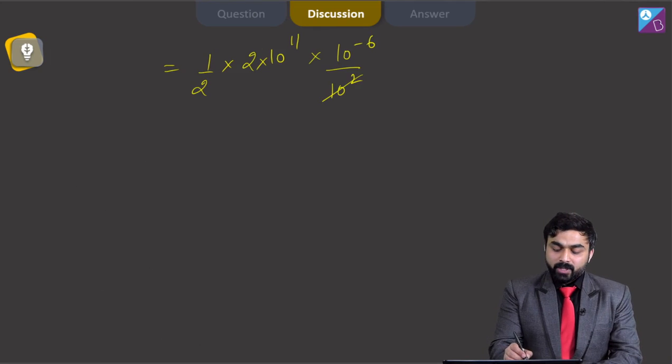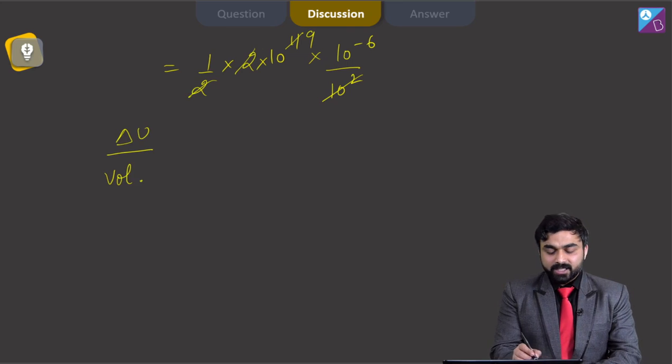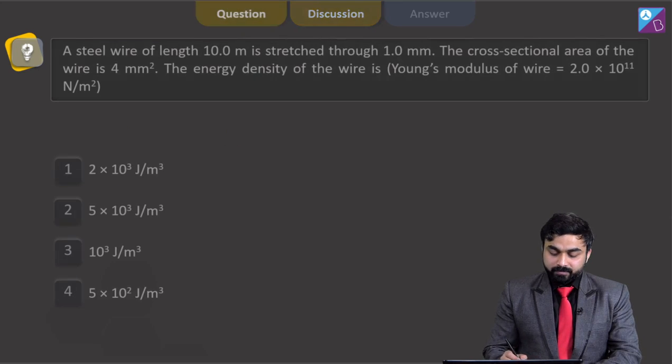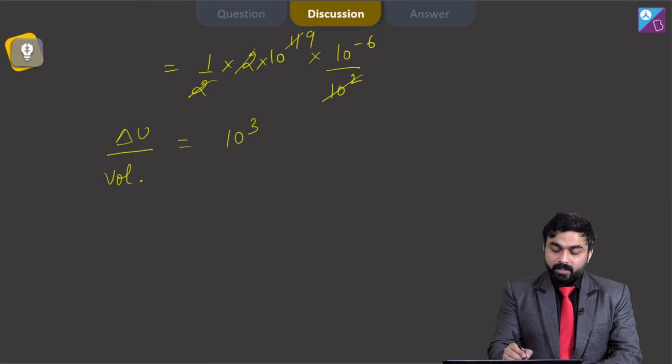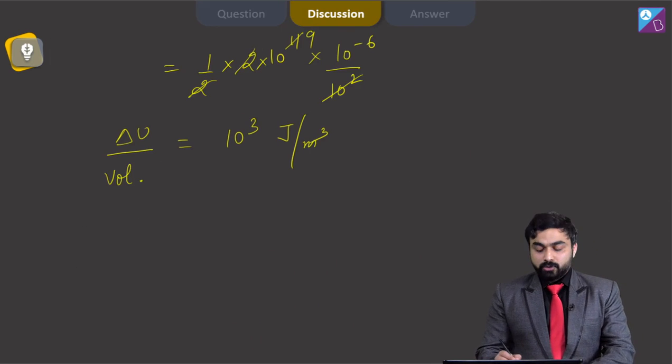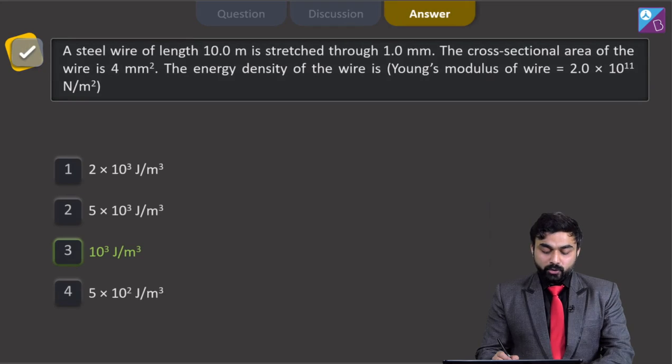Clear? So from here, this will become 10 to the power 9, this 2 will cancel out, and finally delta U by volume, that is energy density, will come out to be 10 to the power 3. Okay, 10 to the power 3 joule per meter cube. So this is my energy density. Let's check the solution. So option number 3 is the correct answer here.